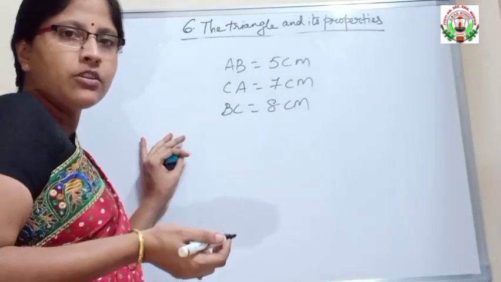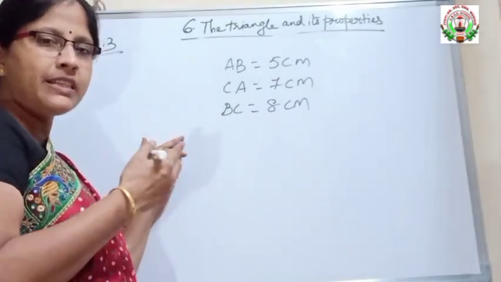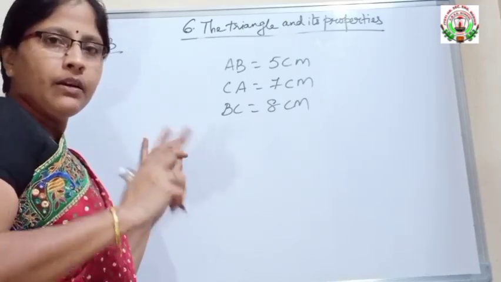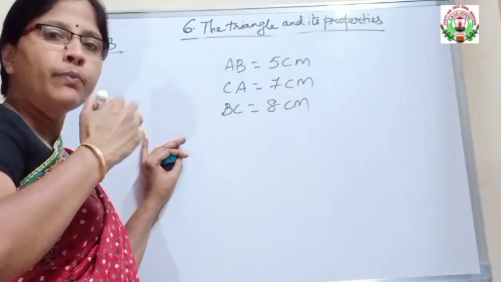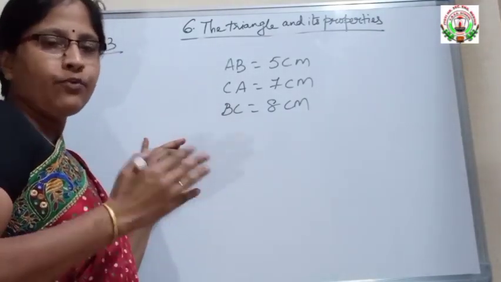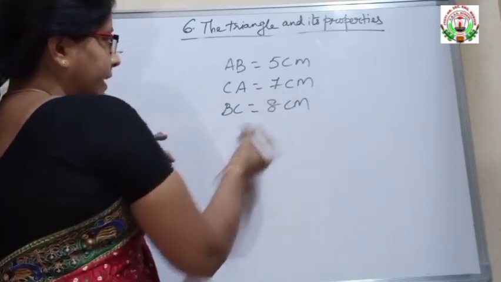Before, in the first video also, I told you how to solve it. First we have to add any two sides. If the answer we get is greater than the third side, the measurement of the third side, then it forms a triangle. Like this example, let us solve it.